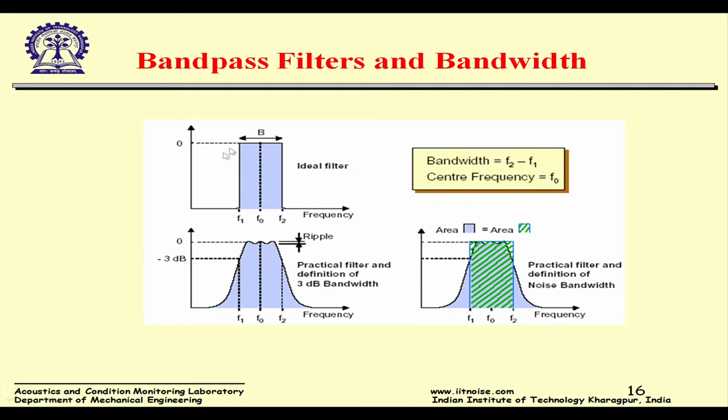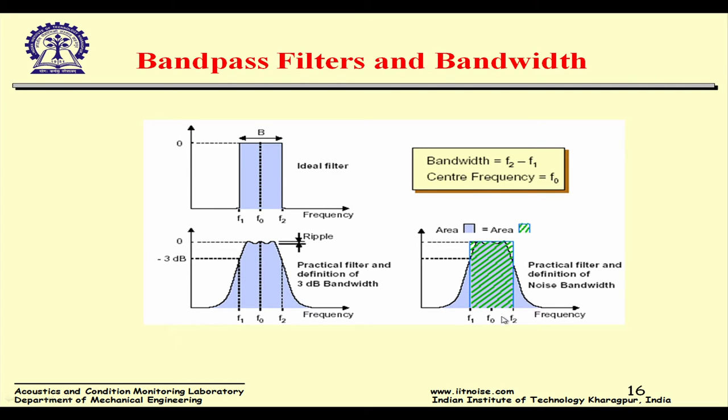So an ideal filter, this is the 0 dB I was talking about. The bandwidth is nothing but F2 minus F1. But because of this filter roll off, there are certain ripples because nothing is ideal here. So usually, this is the 3 dB bandwidth.